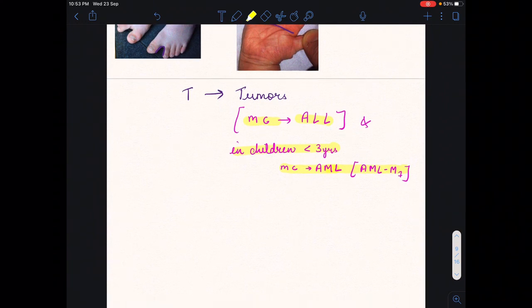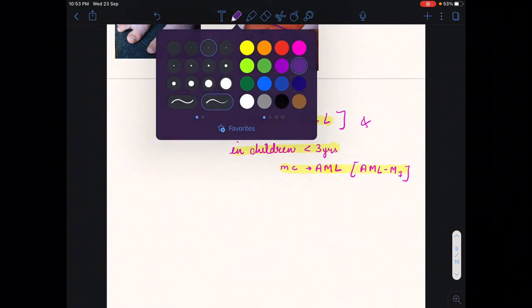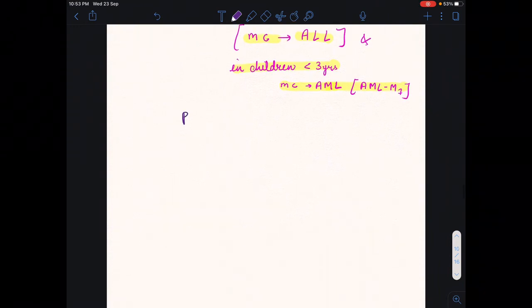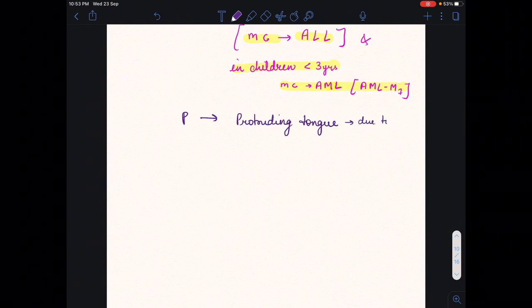After T, there is P for protruding tongue. Why is there a protruding tongue in Down syndrome? Due to a small mandible.